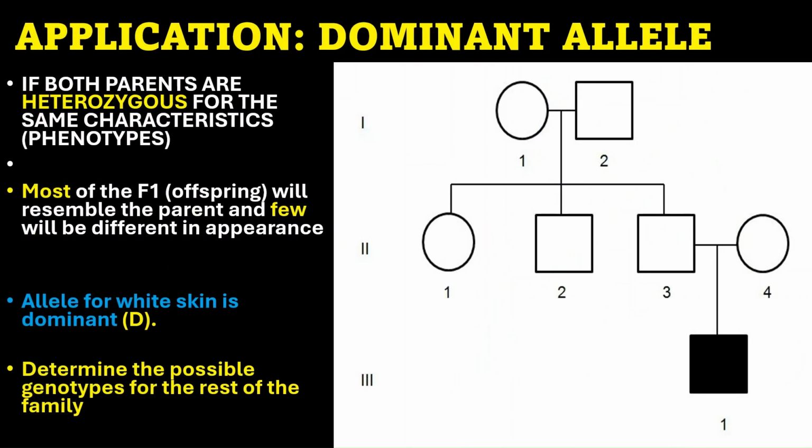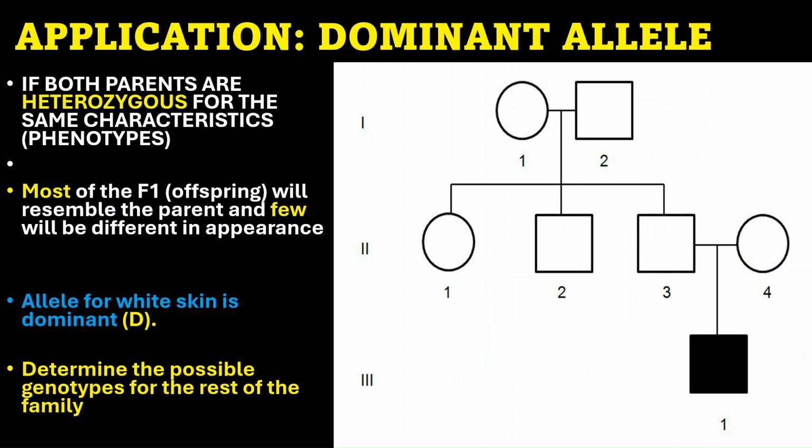Then we go to another situation. Over here, if both parents are heterozygous, again for the same phenotype, most of the F1 will resemble the parents and a few will be different in appearance. If you look at parent 1 and parent 2, they look alike. They had three children, one, two, three, and they all look like the parents, until three married a female, four, and they had a child. That child looked different. In this family there are seven members and three generations. One and two form one generation. One, two, three, four form the second generation.